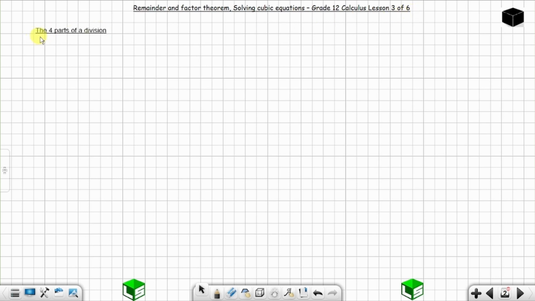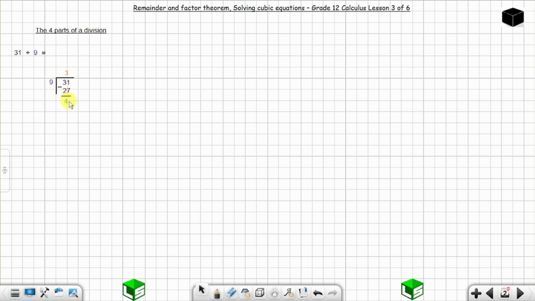Okay, so the four parts of a division. If you have 31 divided by 9, normally this is what you are going to do. How many times does 9 go into 31? 9 goes into 31 3 times, so you have 3 there. 3 times 9 is 27. Now 31 minus 27, you have 4. So this is what you do.